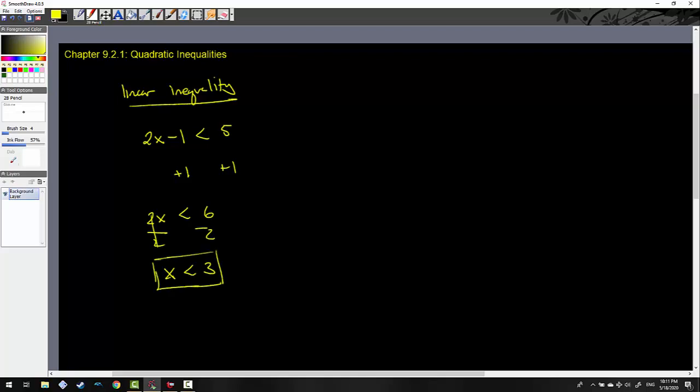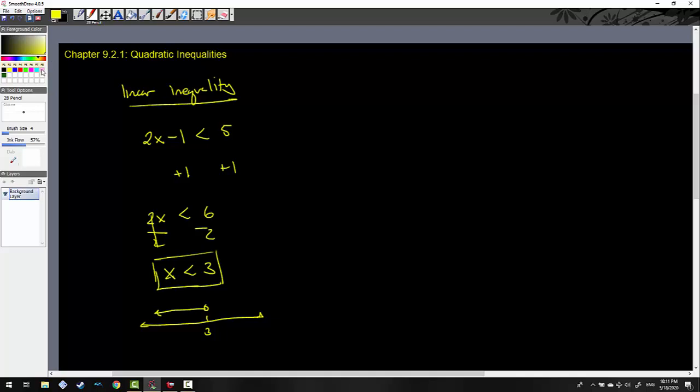And generally you would draw a number line like this, and you'd mark down a 3. You'd know there was an open circle, and you would just put an arrow to the left like that. For all values less than 3, this statement is true.